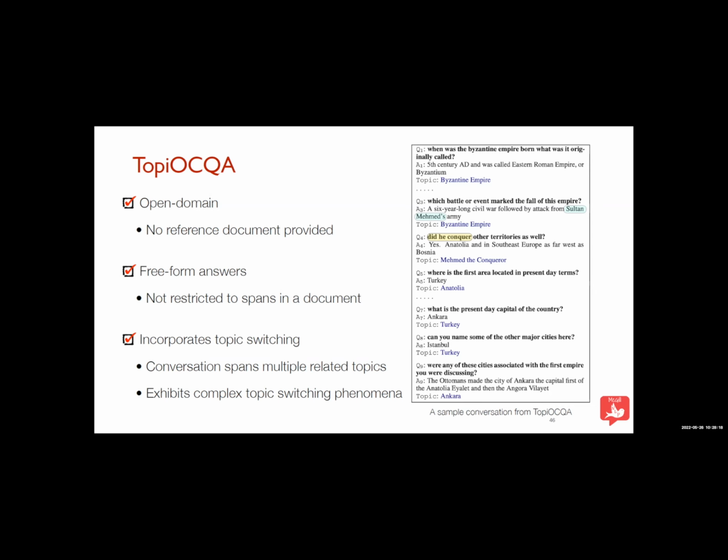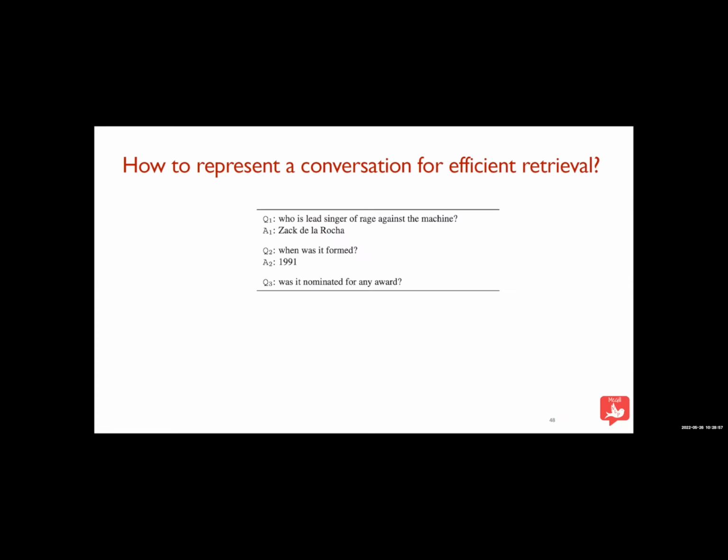the first question was about the Byzantine Empire, right? And the next question was who conquered it, what battle marks the conquest. The next question is about Sultan Mehmed, and in Q4 we suddenly switched to that person entirely. Did he conquer other territories as well? Again, there's another topic: where is the first area located in present day terms? Now you're talking about the region Anatolia.